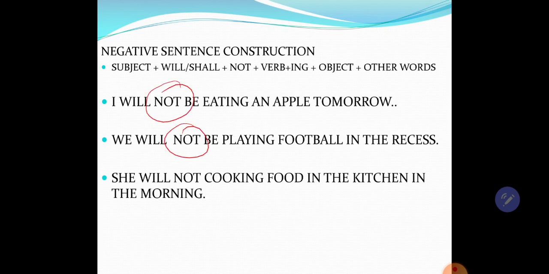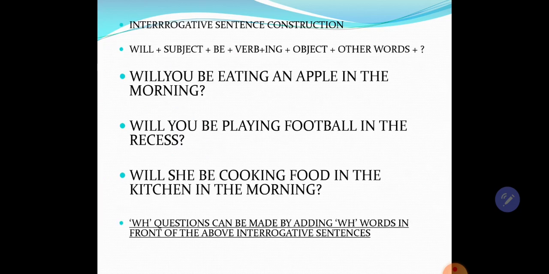Now how do we make negative sentence? By adding not, but you have to make sure where you add your not. I will not and then be eating an apple tomorrow. We will not be playing football in the recess. She will not be cooking food in the kitchen. But just by adding not here also we can make the sentence negative.